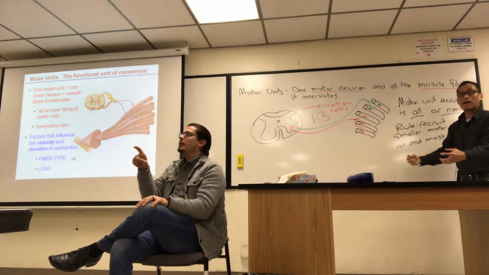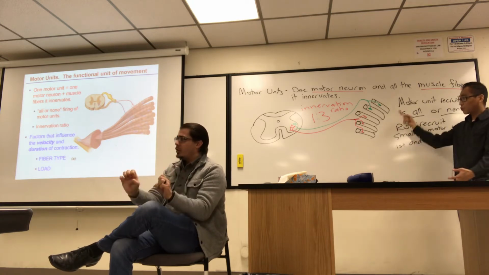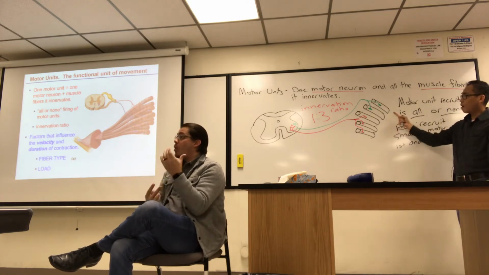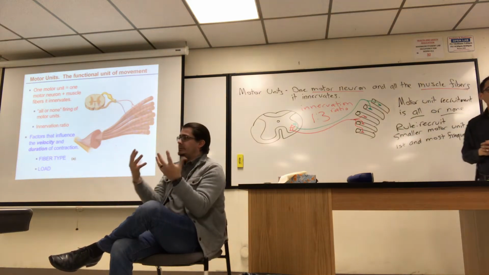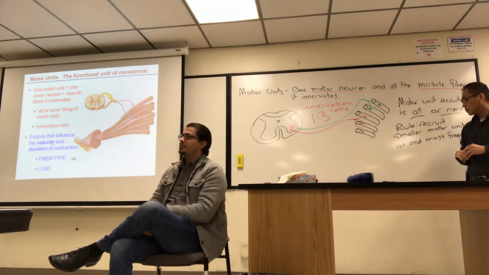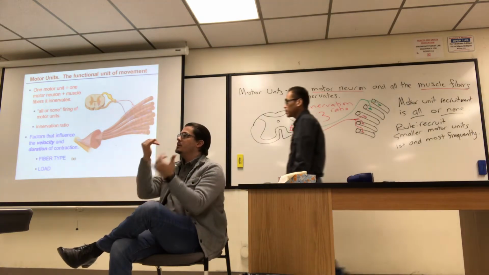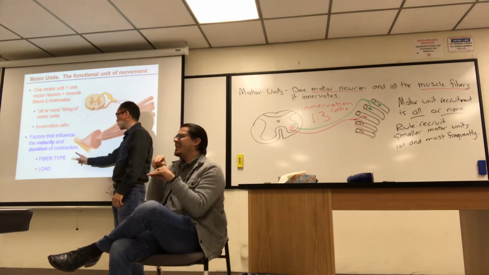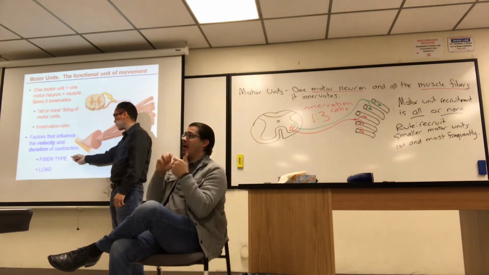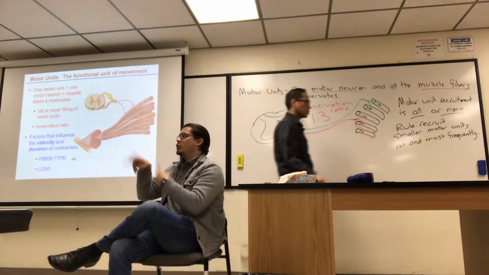I try harder, more effort, and I recruit both of them. And so I get all the green, all the red, and all of these fibers to generate more force, and hopefully it's enough to move the load. So that's the rule there. And today we're going to spend a lot of time talking about factors that influence the velocity and duration of contraction of these fibers. So I have to talk about all the different fiber types and how you load them.